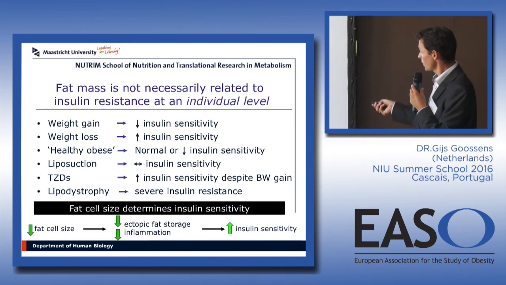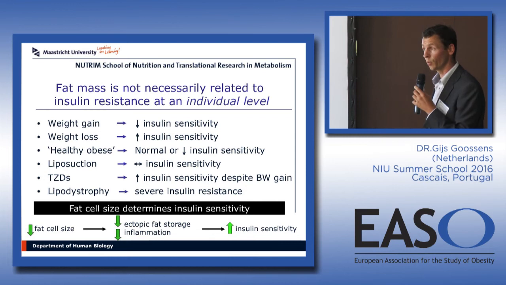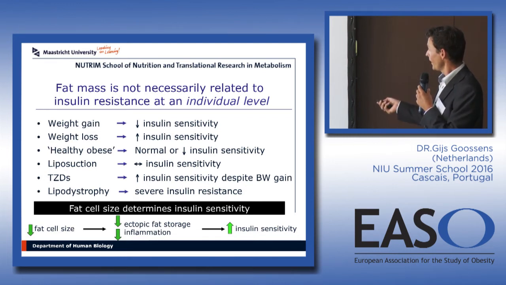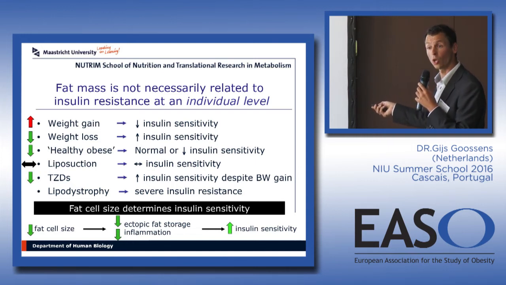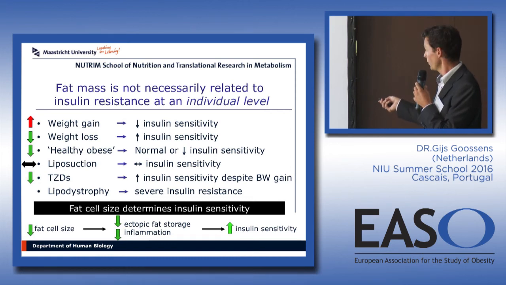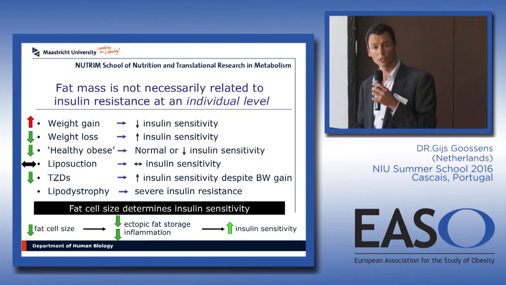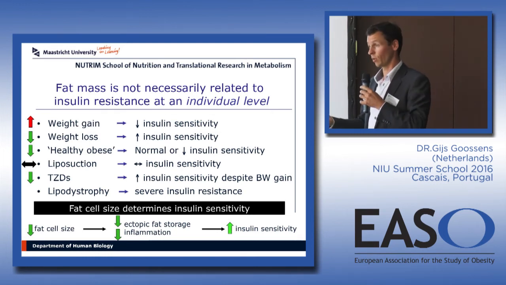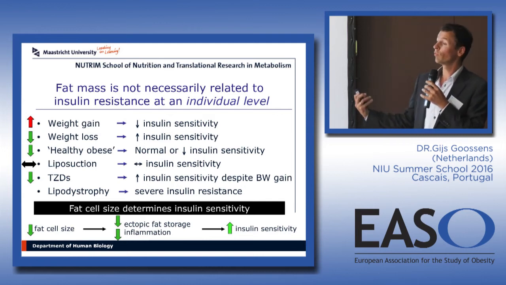So now look at these conditions separately. What is happening with adipocyte size? When we gain weight, fat cell size increases, insulin sensitivity goes down. When we lose weight, we see the opposite. In the healthy obese, as I just explained, fat cell size is relatively normal, at least it's lower than in the metabolically unhealthy individuals. And we also see a normal insulin sensitivity in a large group of these metabolically healthy obese. Subjects undergoing liposuction, what's happening with fat cell size? Nothing. The remaining fat cells keep the same size. You just remove a lot of tissue.